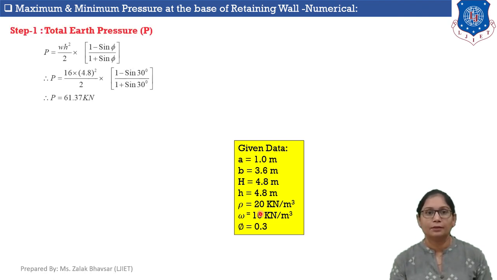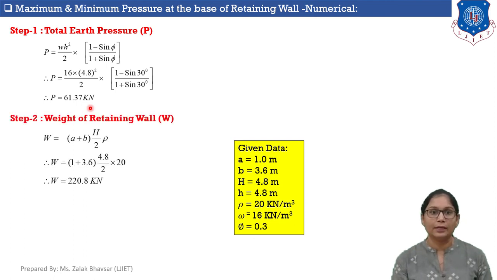Okay. In step number 1, we will calculate total earth pressure P. And here is the equation to calculate P. P is equal to WH square by 2 in bracket 1 minus sin phi upon 1 plus sin phi. So value of W, which is density of earth, it is given 16. H is the height of earth 4.8 meter. Phi is 30 degree. So if I put all the values in equation of P, then I am getting P is equal to 61.37 kilonewton.